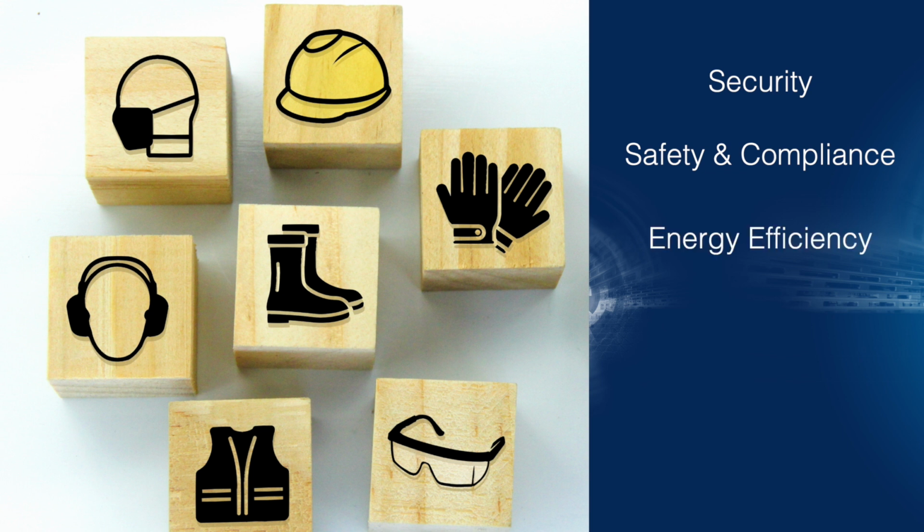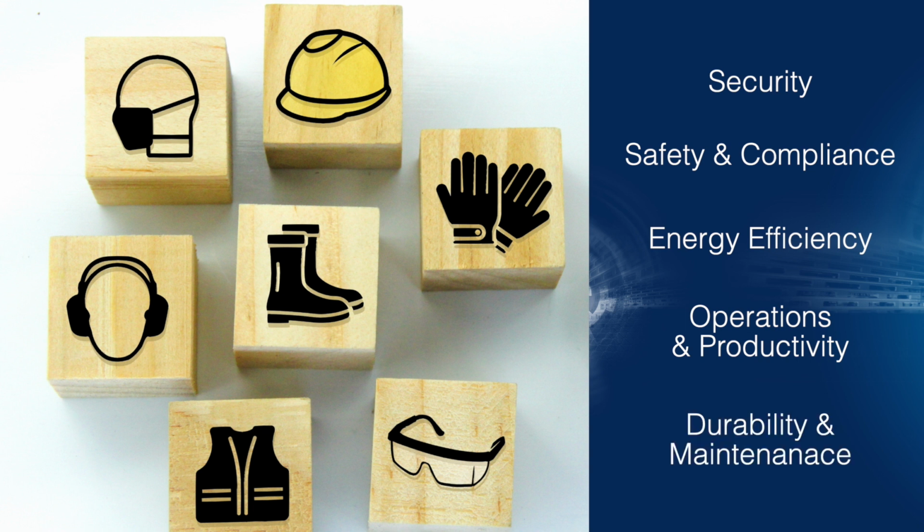Energy efficiency. Industrial doors can significantly impact energy consumption. Proper insulation and sealing reduce heat loss, making the facility more energy efficient and cost effective in the long run. Operations and productivity. The type of door or shutter can affect the flow of goods and people in and out of a facility. Optimal designs can streamline operations and increase productivity. Durability and maintenance. Choosing doors and shutters built to withstand the specific conditions of the facility can minimise maintenance costs and downtime, ensuring long-term reliability.